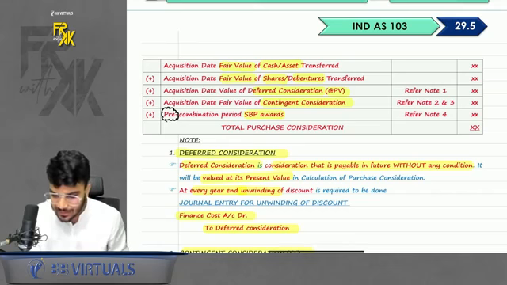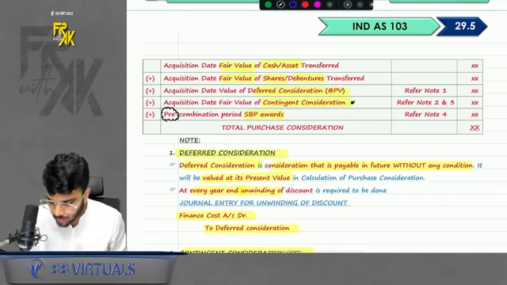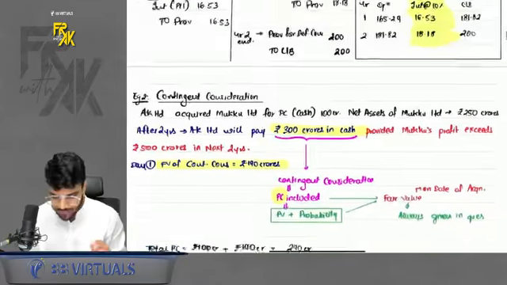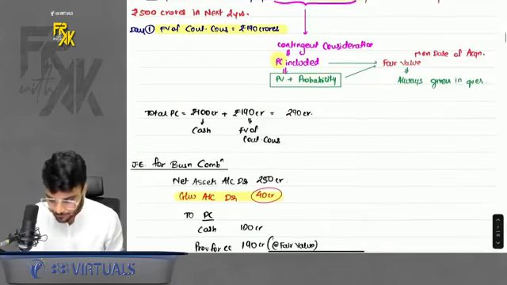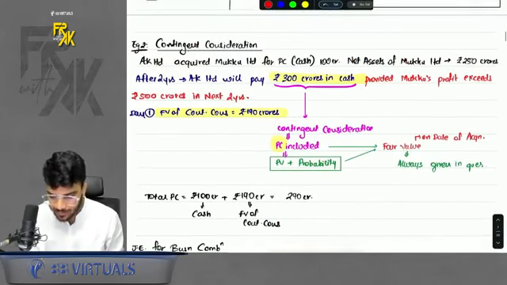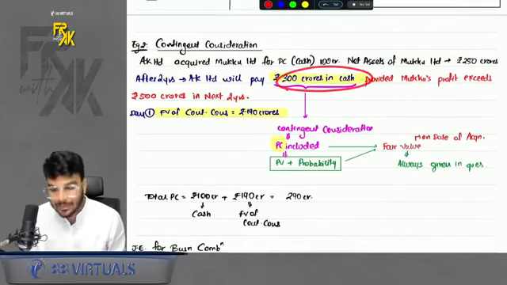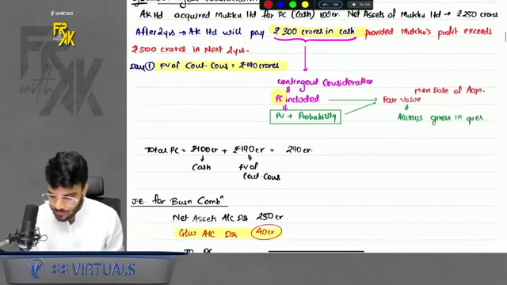So if there is any contingent consideration, at what value will you include it in PC? You will include it at fair value in the PC. For this we discuss some examples also. Let's say I was going to pay 300 crores in cash provided the selling company meets any target. Okay, so we will include it at fair value.